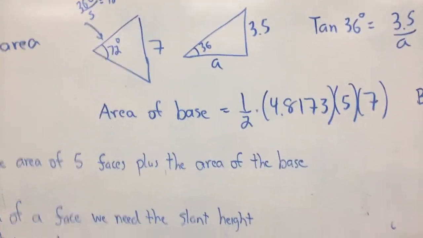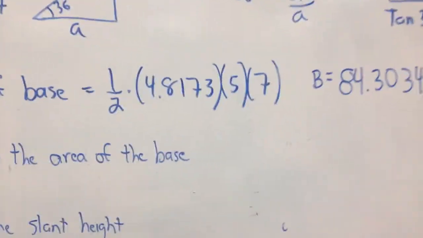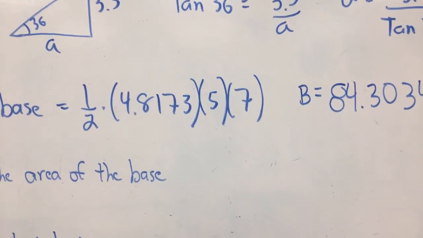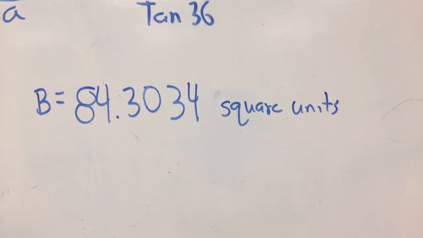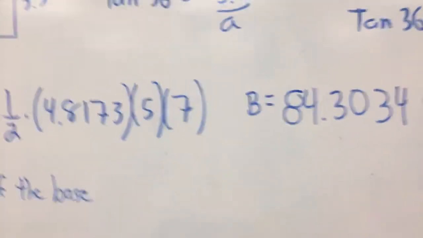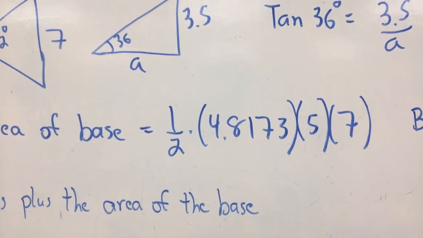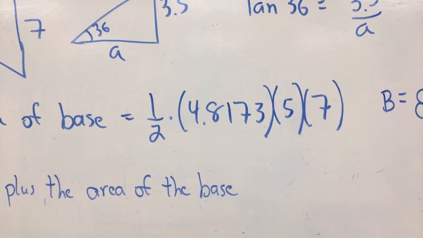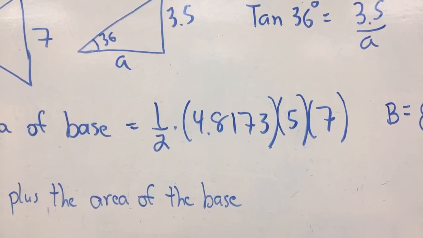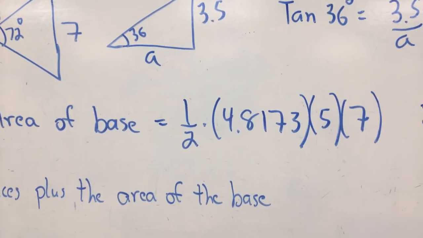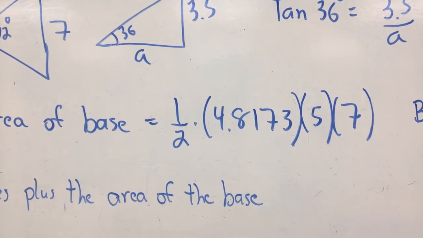Okay, now I can actually find the area of the base. So the area of the base is equal to 1/2 times that apothem, times the number of sides, times the length of the side. And the area of the base is 84.3034 units. Okay, everybody got that? Area of the base. The area of the base is equal to 1/2 times the apothem, times the number of sides, times the length of that side. That is the formula for the area of a regular polygon. Okay?